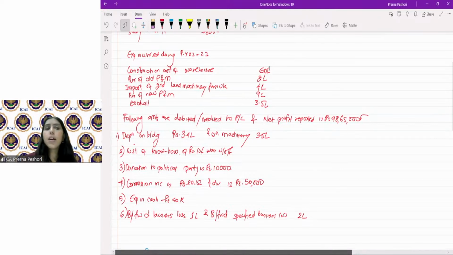Next, we move towards the expenses incurred during previous year 22-23. Construction cost of warehouse 60 lakh. Purchase of old plant and machinery 2 lakh. Import of second-hand machinery from UK 4 lakh. Purchase of new plant and machinery 9 lakh and goodwill 3.5 lakh. Now we'll go one by one. Whether the construction cost will be allowed as deduction? Yes or no?